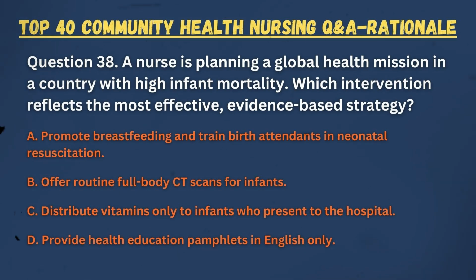Question 38. A nurse is planning a global health mission in a country with high infant mortality. Which intervention reflects the most effective, evidence-based strategy? A. Promote breastfeeding and train birth attendants in neonatal resuscitation. B. Offer routine full-body CT scans for infants. C. Distribute vitamins only to infants who present to the hospital. D. Provide health education pamphlets in English only.